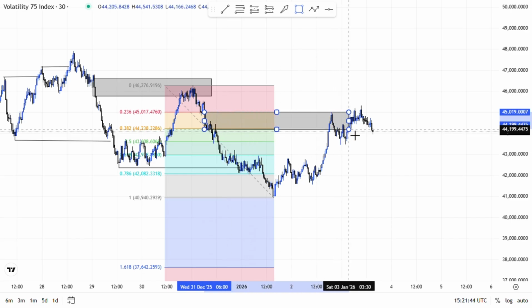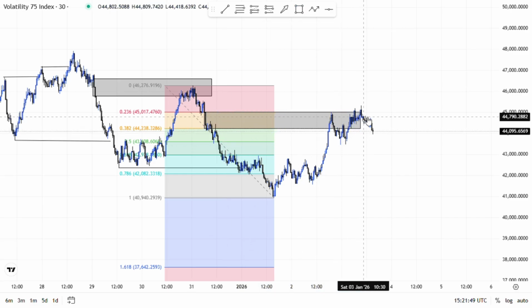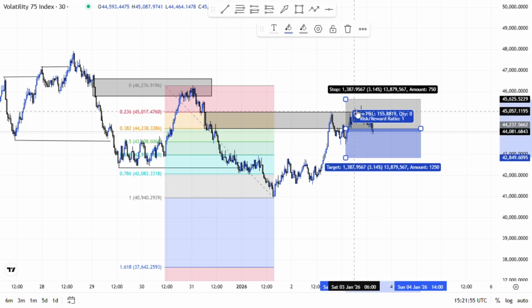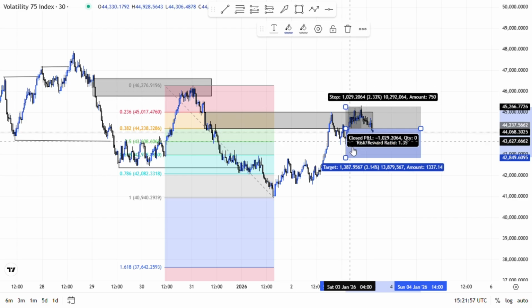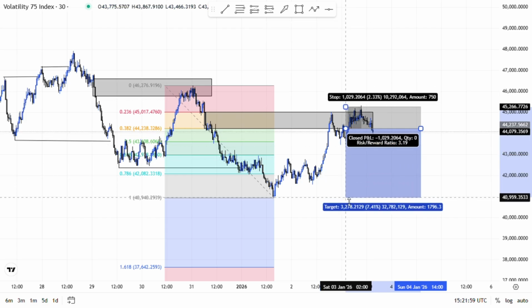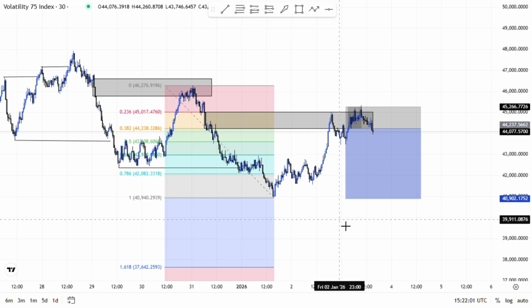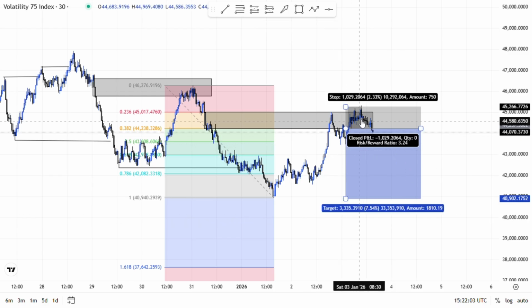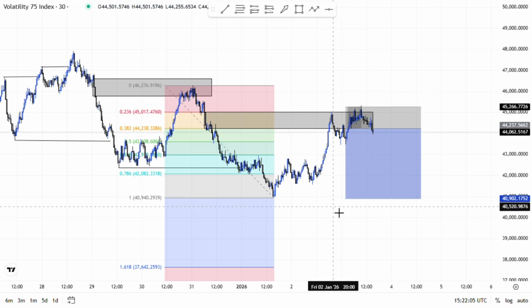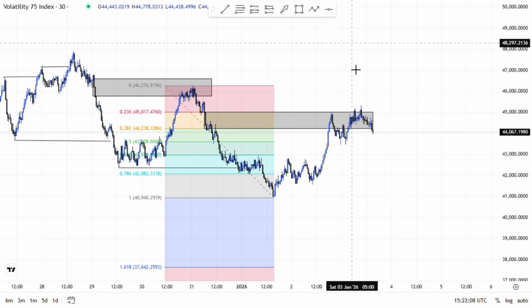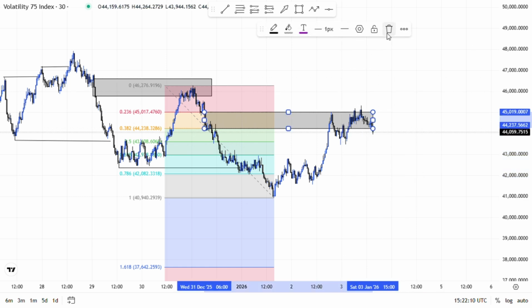So this was my entry around this level, but the market took me out early at this level here. This was what happened: just a little slight move, and this was my take profit. So it just tapped my SL and then started moving. You might see all this in the market, you might experience all this.